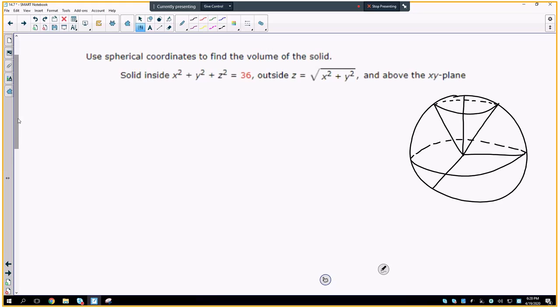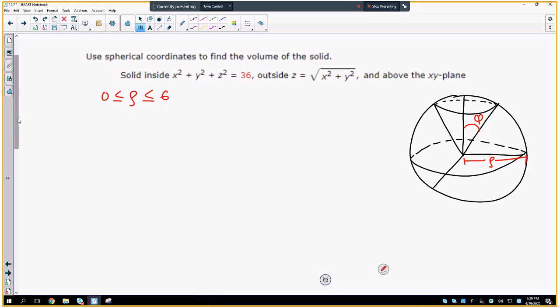So what we are first trying to understand is, what are the limits? First and foremost, think about your rho variable. Rho is pretty easy to understand. It is just varying between the center of the sphere and the boundary of the sphere. So I'll say that 0 is less than or equal to rho, which is less than or equal to the radius of the sphere, 6 units. The interesting part is finding phi. Phi is the angle that xi cap plus yj cap makes with the z-axis. So that's what we are trying to find out.